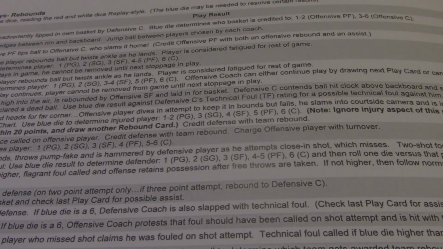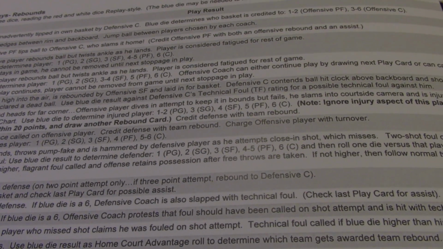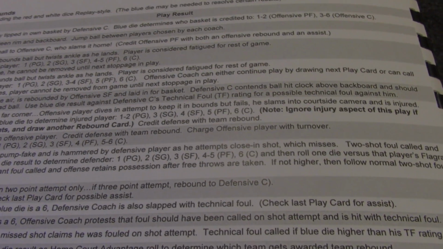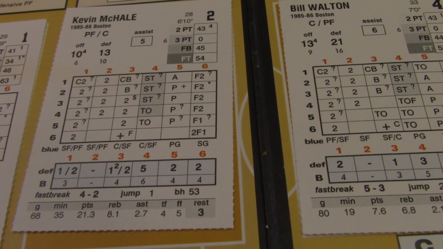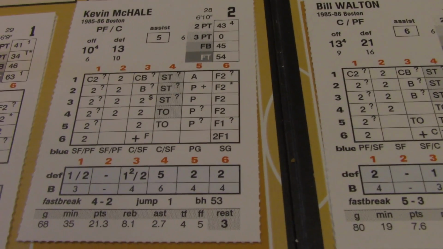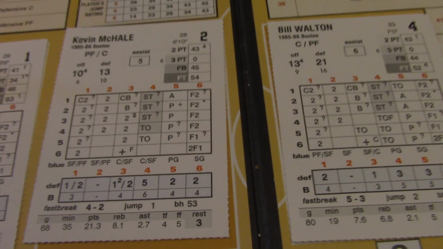Refer to the injury chart. The blue die determines the player. So the blue die was a 5, so it's McHale. Okay, so McHale's injury rating at the 3-6 box is an F.